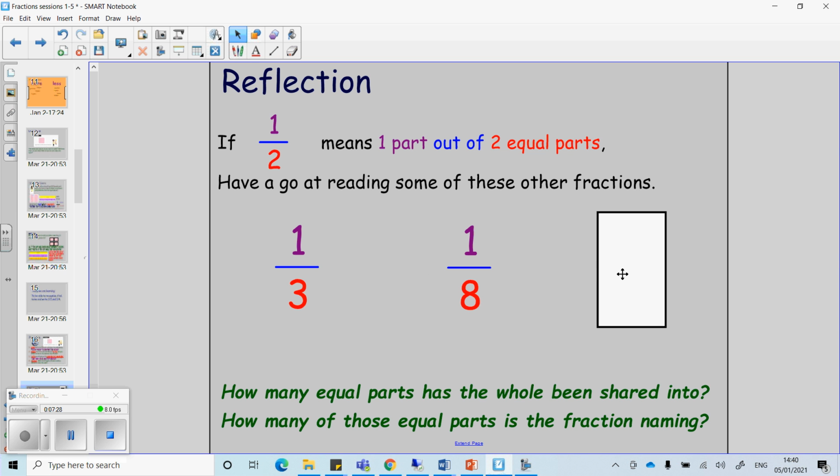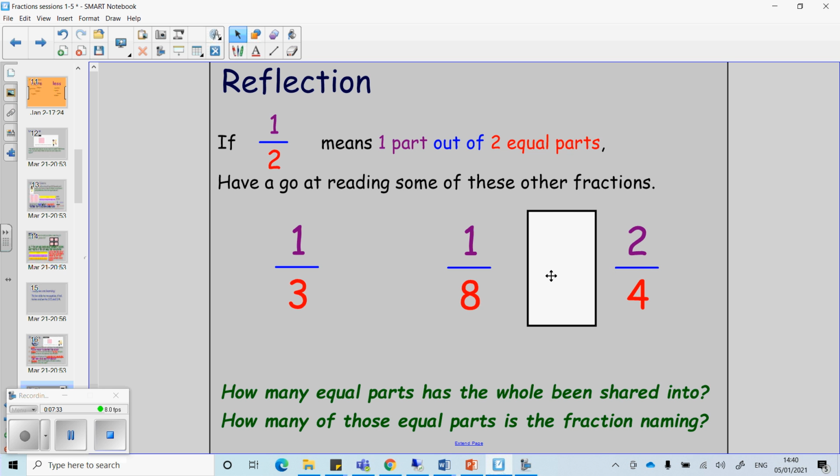I have a challenge under here as well. If I move this out of the way, I wonder if anyone knows what this says. So I could say we have 2 parts out of 4 equal parts. I might say that is 2/4. Okay.